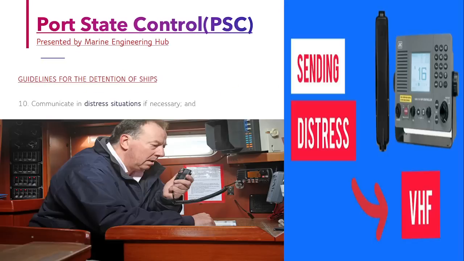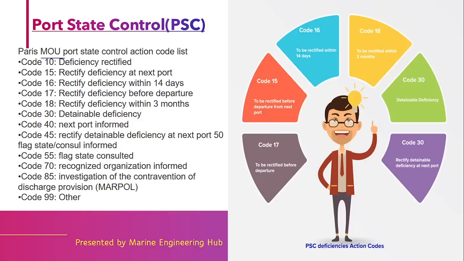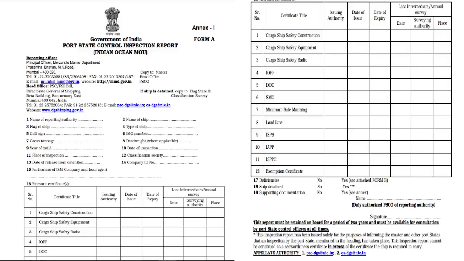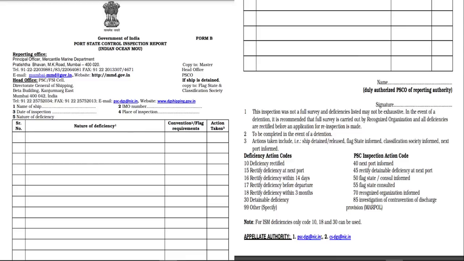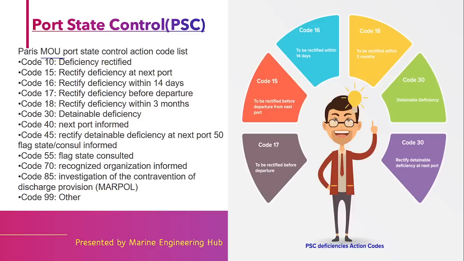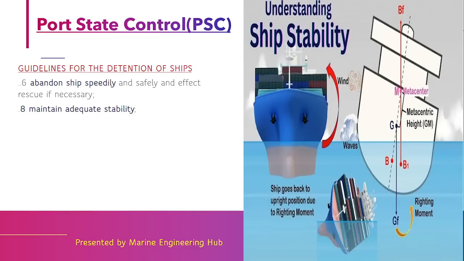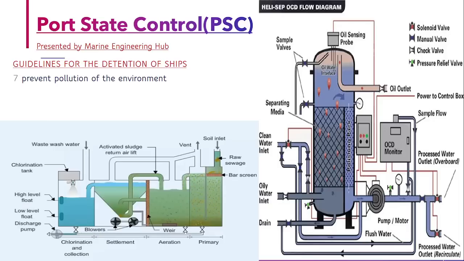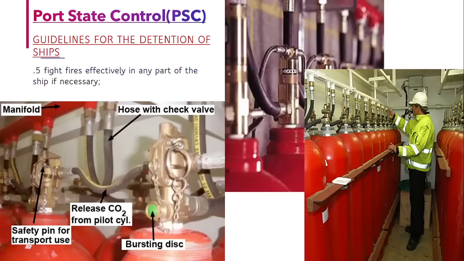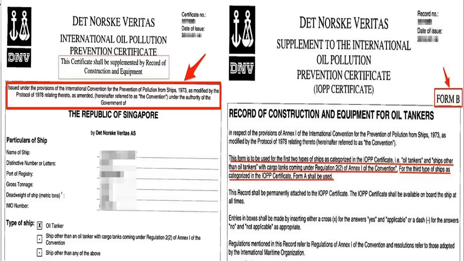After that, we will see what the forms and different codes in a PSC are, based on which you will give a remark, and what Form A and Form B in a PSC are, what things are mentioned in Form A and Form B, for how much period of time you need to keep Form A and Form B, and whom to show them to. So this video is about the detention. In today's video we will learn what happens when a ship is detained.